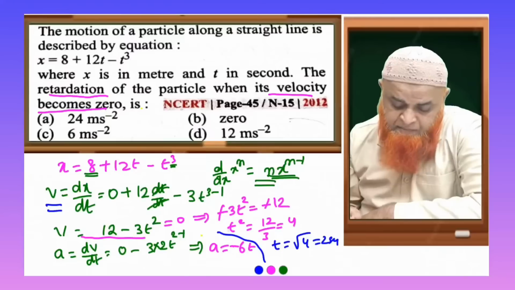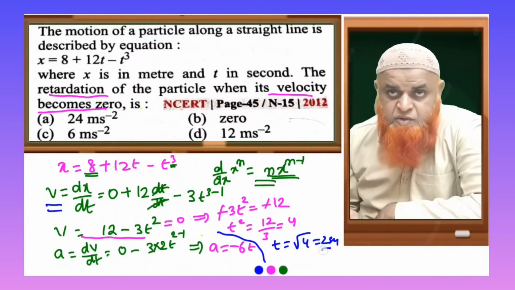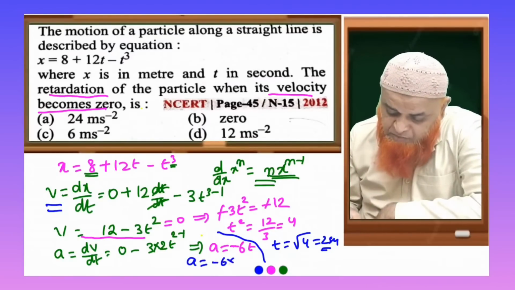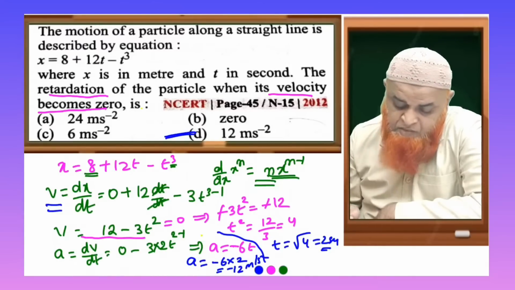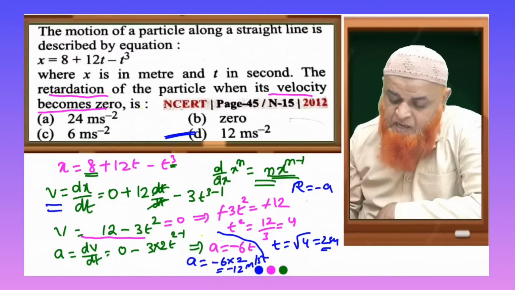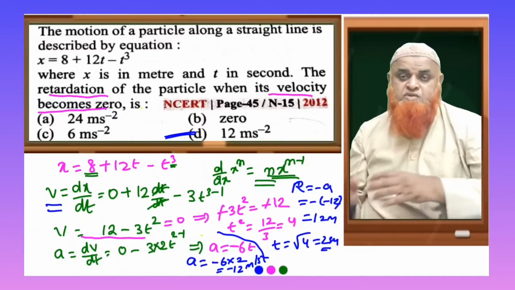So we got that when velocity is 0, the time is 2 seconds. If you substitute this time in the acceleration, then minus 6 into 2 is going to become minus 12 meter per second square. As he is asking retardation, and retardation is nothing but negative acceleration, minus of minus 12 is going to be 12 meters per second square. So this is the process of solving the problem.